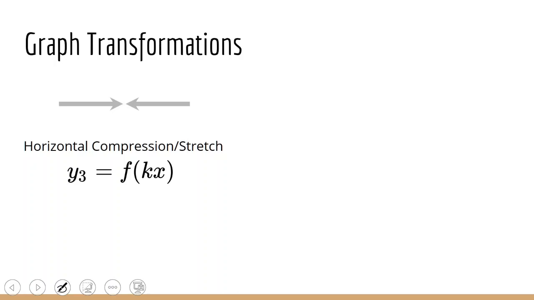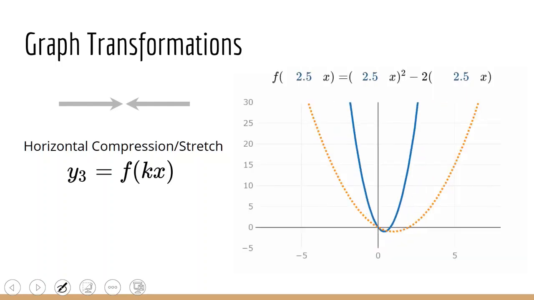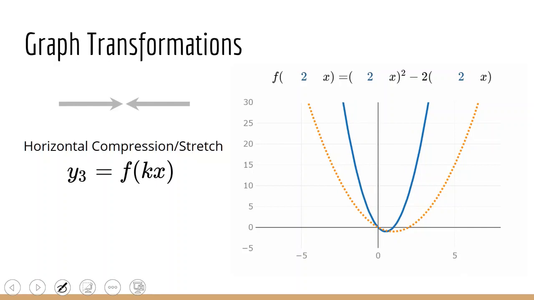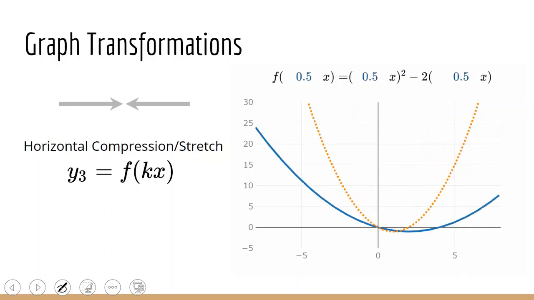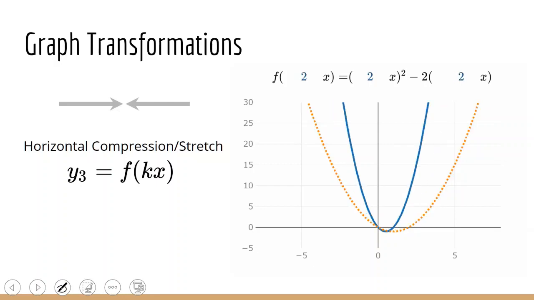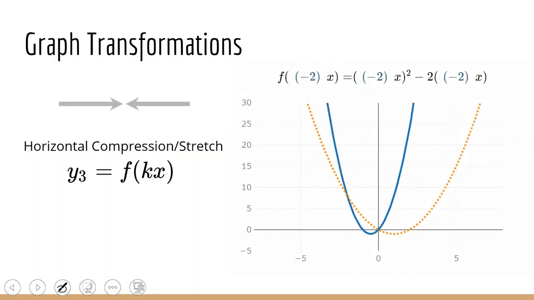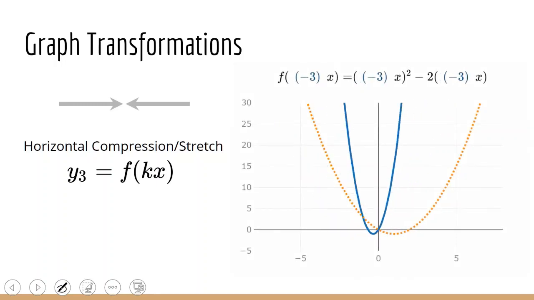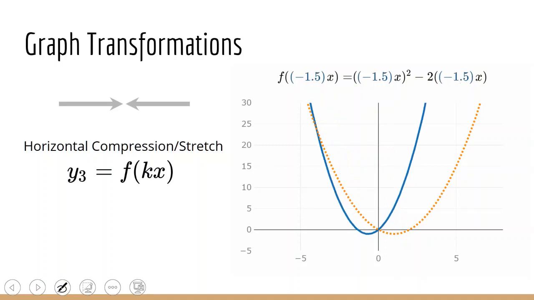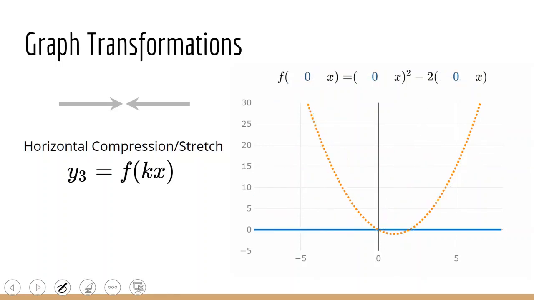We can compress or stretch it in the horizontal direction by multiplying our x by a constant k. So here, as k increases, we see that our function kind of gets squished. When k is less than 1, it stretches out, and at 0, we just get a straight line. Also note that if k is negative, it will display similar behavior, except the function is also reflected along the y-axis.